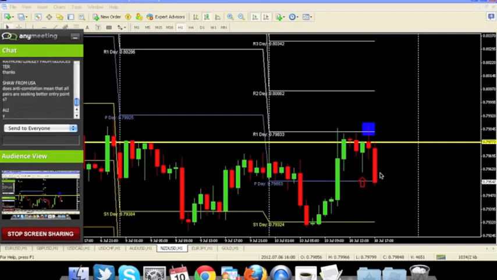Okay. Shaw says, does anti-correlation mean that all pairs are seeking better entry points? No, there is much more theoretical meaning behind it. But for the sake of speculators, for those of us who just want to trade and pull some profit out of the market, stick to that definition. So yes, it is just seeking a better entry point. That's all.